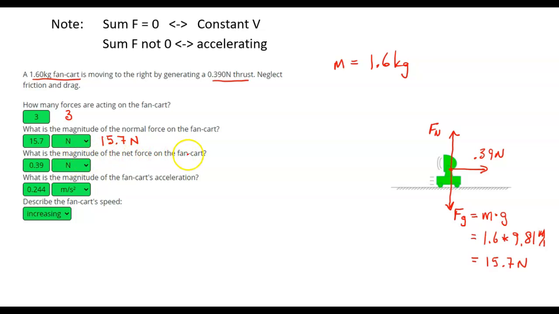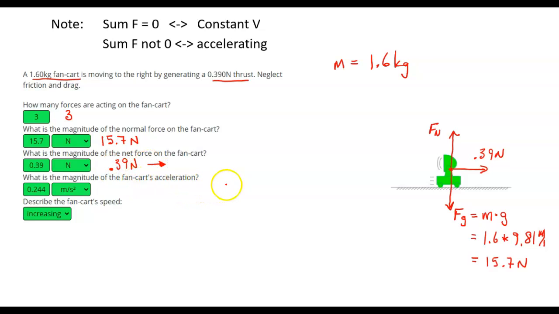Okay, what is the net force on the fan cart? Well, the normal force and the gravitational force are equal and opposite. They cancel each other out. So the only force that remains is this thrust force of 0.39 newtons. So the net force is 0.39 newtons, which is to the right.